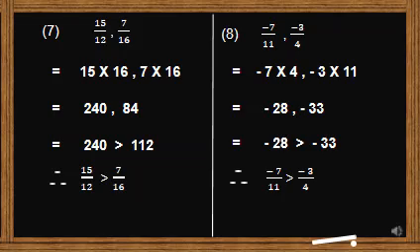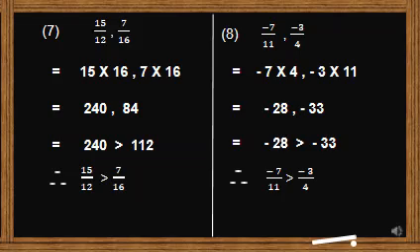Here by observing we can just say which one is greater and which one is smaller. Of course 240 is greater than 84. 84 is smaller than 240. So therefore 15/12 is greater than 7/16. Okay, our eighth one is -7/11 and -3/4.